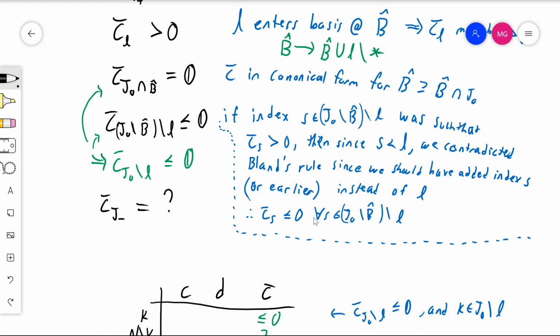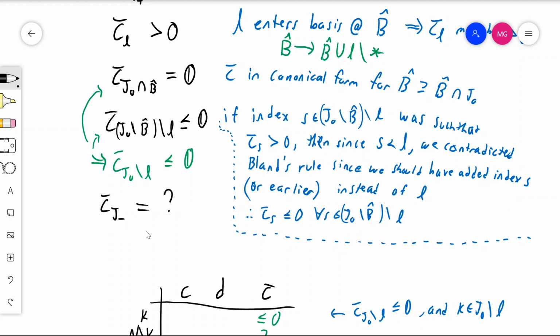So then there's no way it could have been positive. They all had to be less than or equal to 0. So for all those components, C bar is less than or equal to 0. And actually, the relevant point here is I'm going to combine these two: the fickle indices that are part of the basis B hat and the fickle indices that are not part of the basis B hat, except for L. That accounts for all the fickle indices except for L, and those are all less than or equal to 0. All we really need is that all of those are less than or equal to 0.